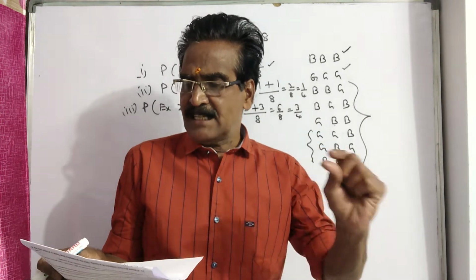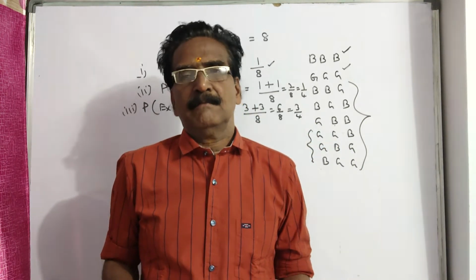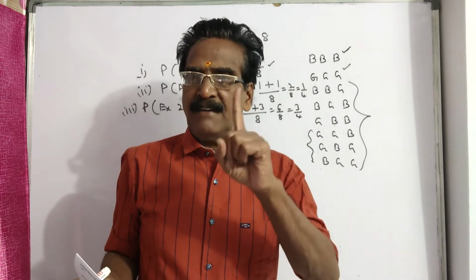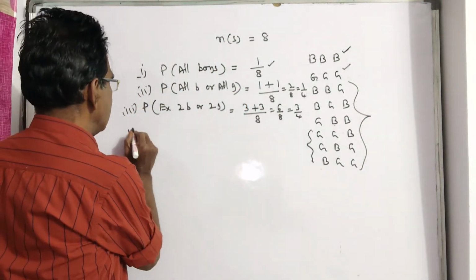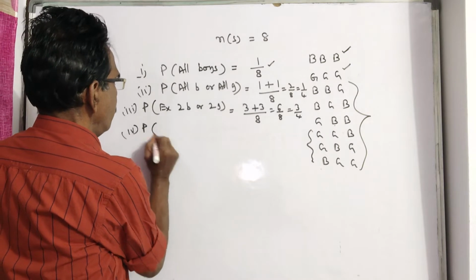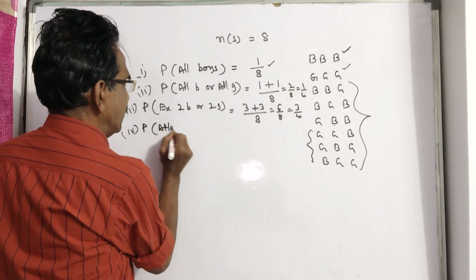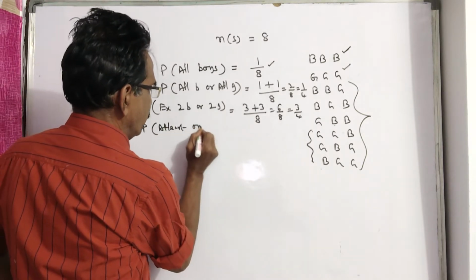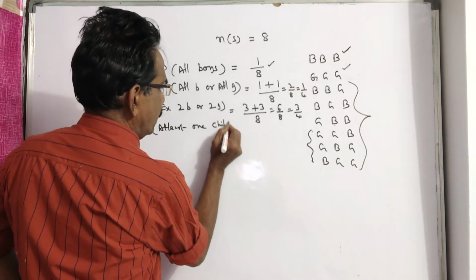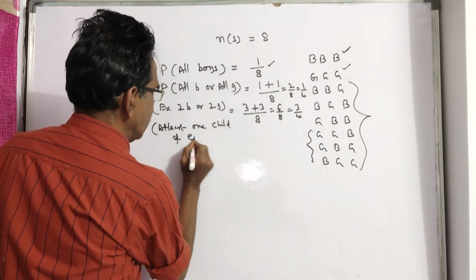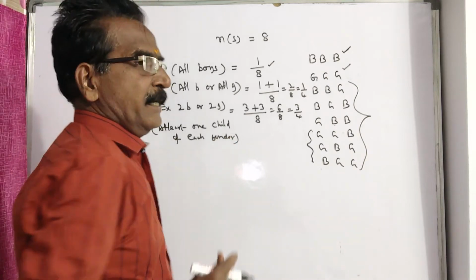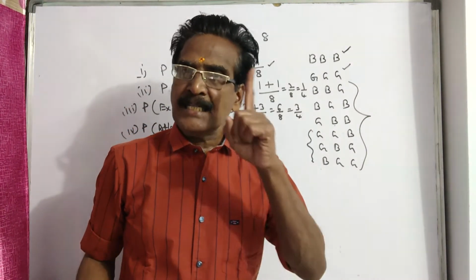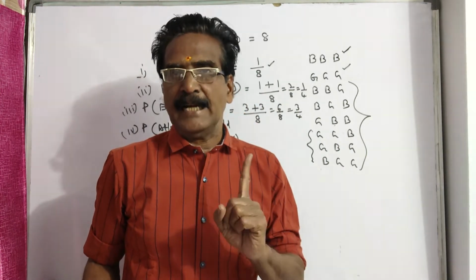At least one child of each gender. Fourth question friends, this is probability of at least one child of each gender. That is, you must have at least one boy and one girl.